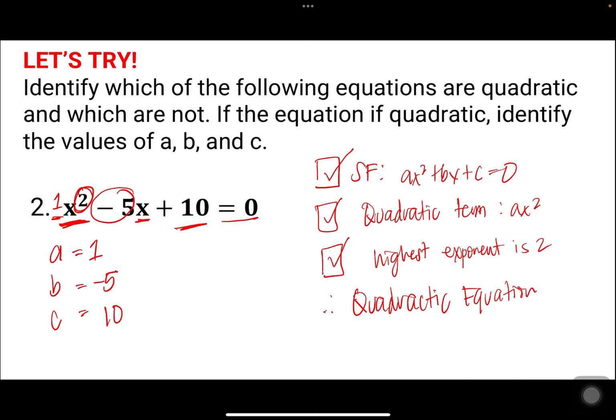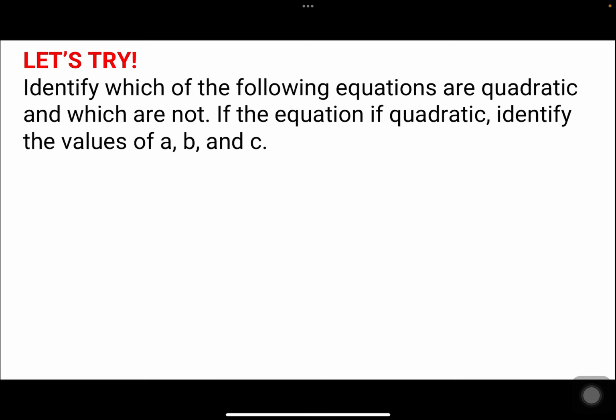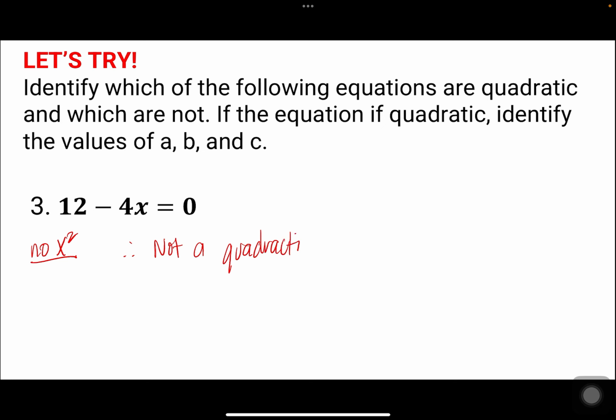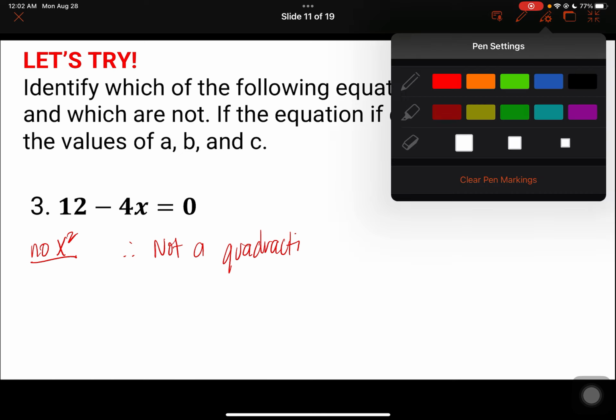Okay? So, let's have another example. 12 minus 4x is equal to 0. As you can see, unang-una sa lahat, wala po tayong x squared. Therefore, it is not a quadratic equation. Okay?